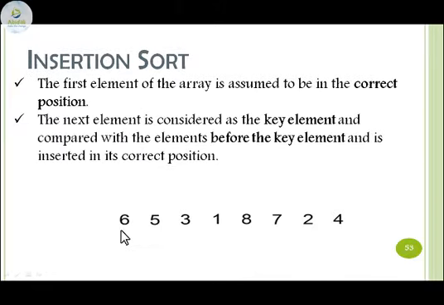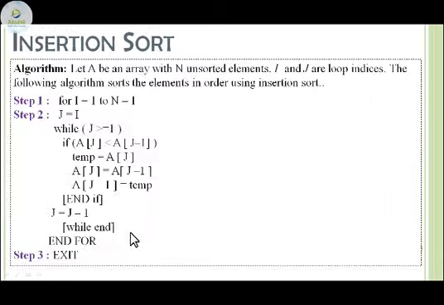Going back, 6 will be considered as the sorted part. The very first element will be taken: 5 will be compared with 6, that is the minus 1 element. If 5 is at position 1, 6 will be at the 0th position. So the element at 1 will be compared with the element at 0, because j is equal to the value of i. Initially the value of i is 1.